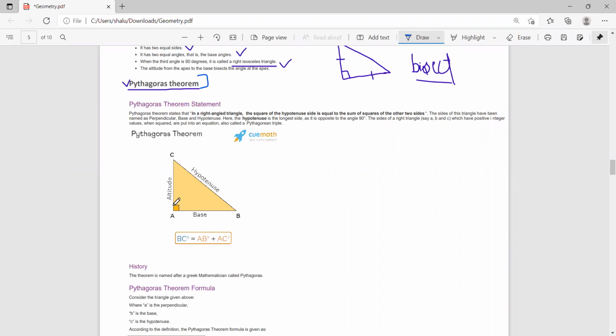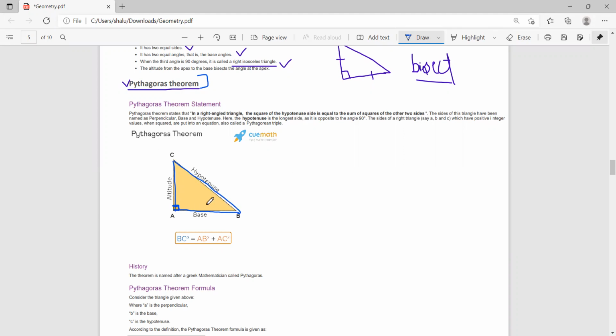So what is a right angle triangle? A triangle which consists of one angle as 90 degrees. So जिस triangle का एक angle 90 degree है, that is a right angle triangle. The side which is on the bottom is the base, the vertical side is the altitude, and the longest side is the hypotenuse.